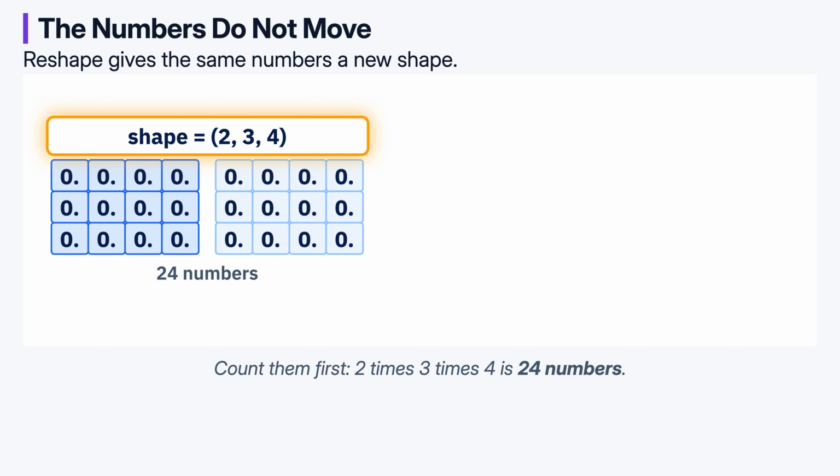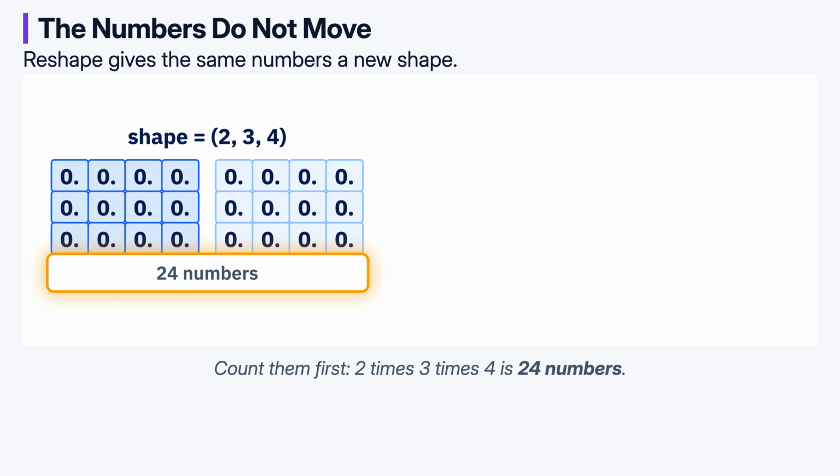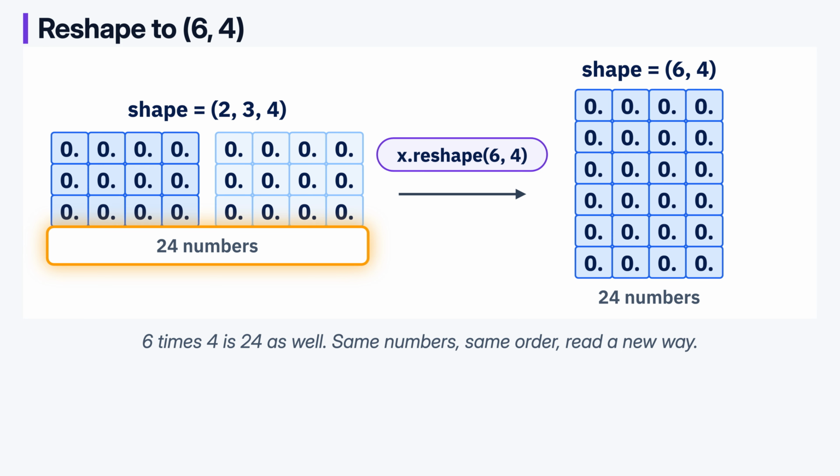Reshape gives the same numbers a new shape. Here's our tensor again, shape 2, 3, 4. Count the numbers first. 2 times 3 times 4 is 24 numbers. Remember that count. On the left, the same 24 numbers, shape 2, 3, 4. We call x.reshape(6, 4). And on the right, 6 times 4 is also 24. Same numbers, same order, just read a new way.